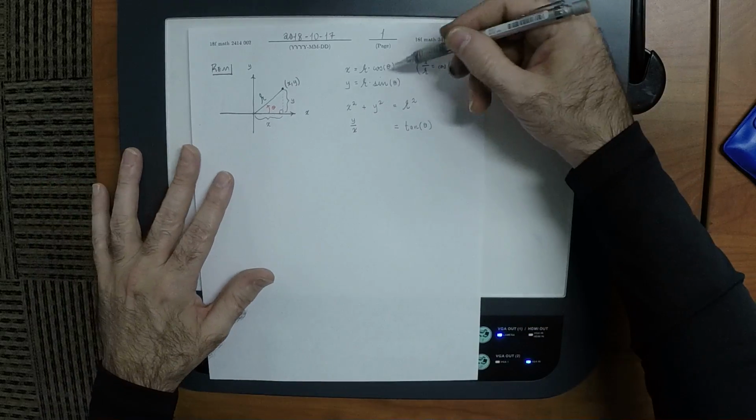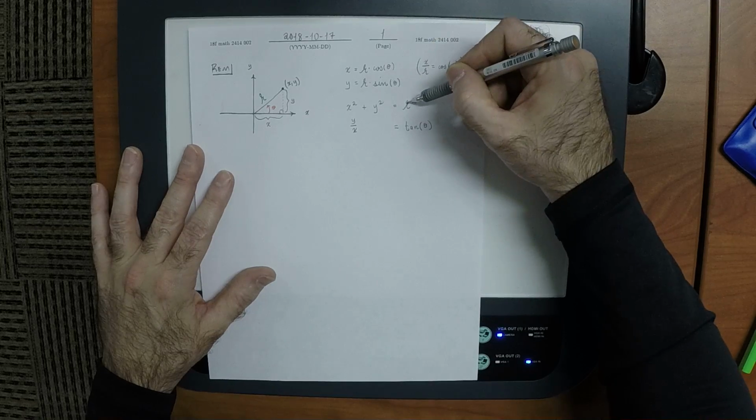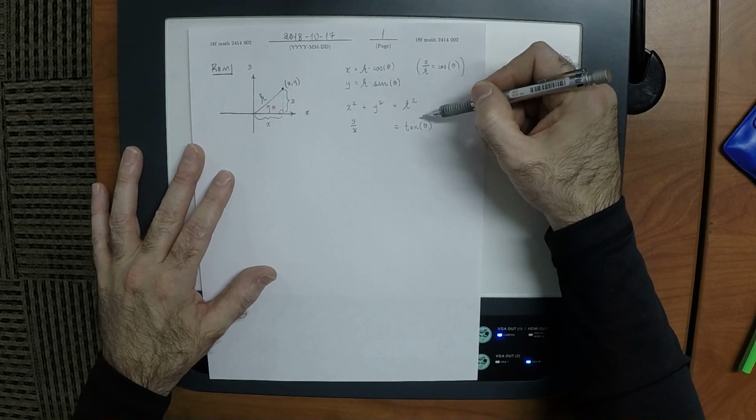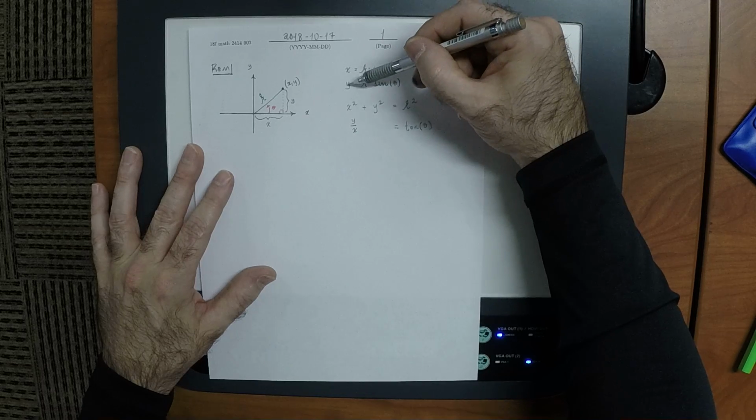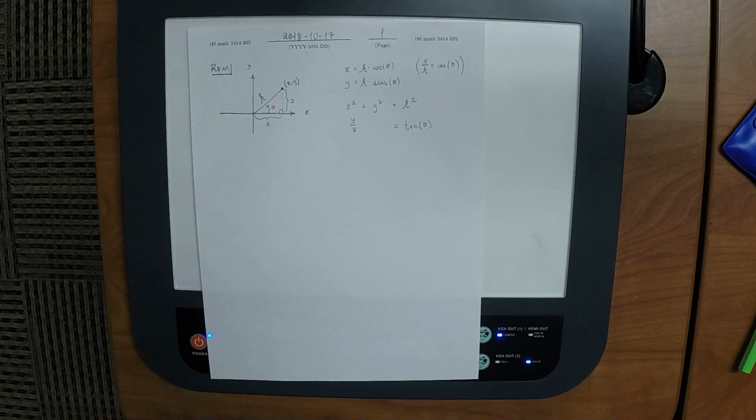So what I just want you to see from these equations is that r theta stuff is on the right side, and xy stuff is on the left side. So you can go back and forth between these.